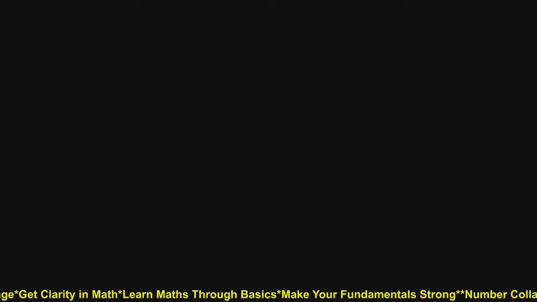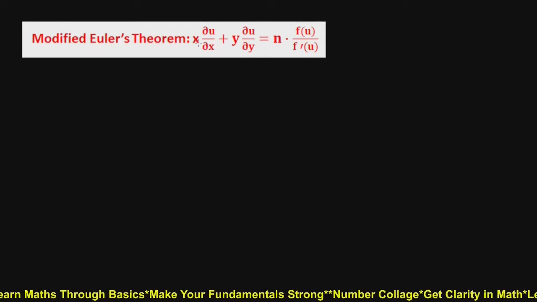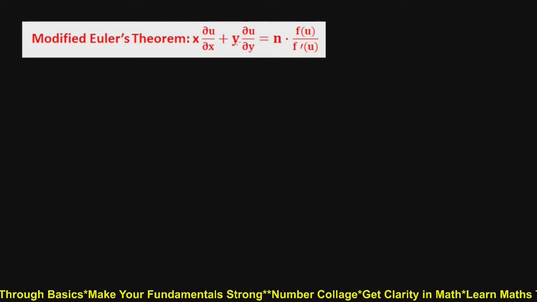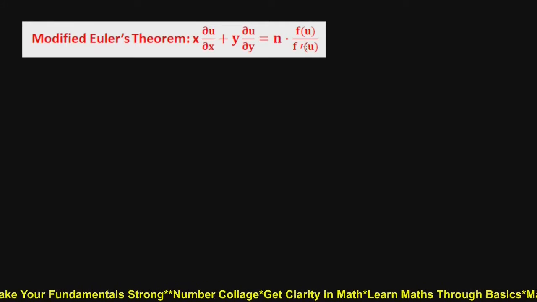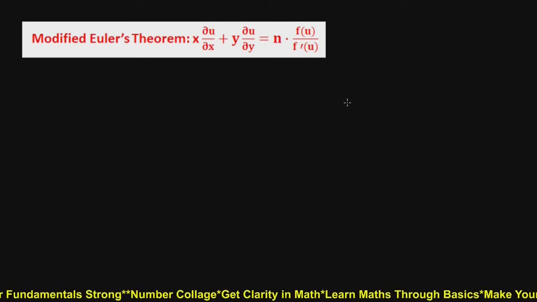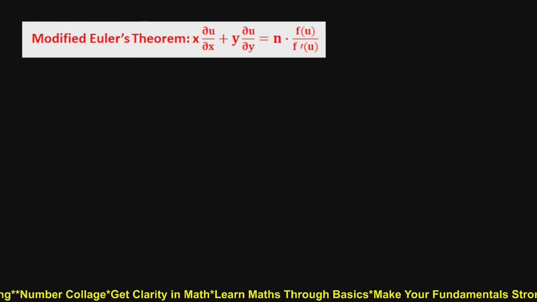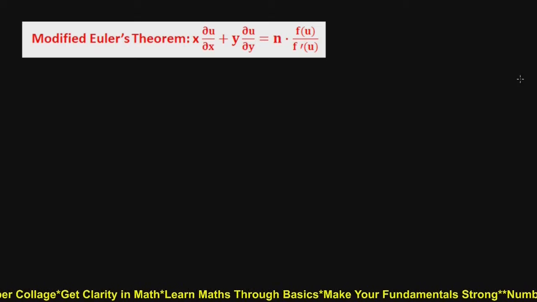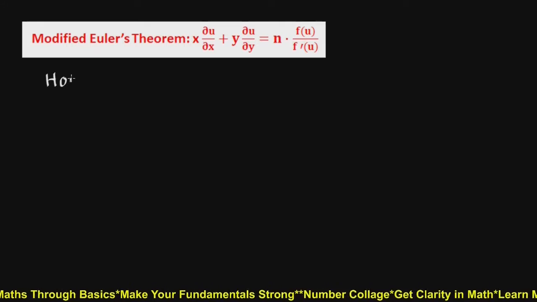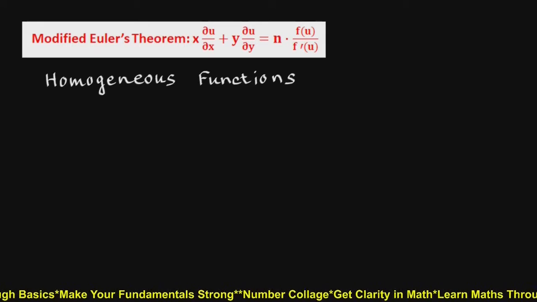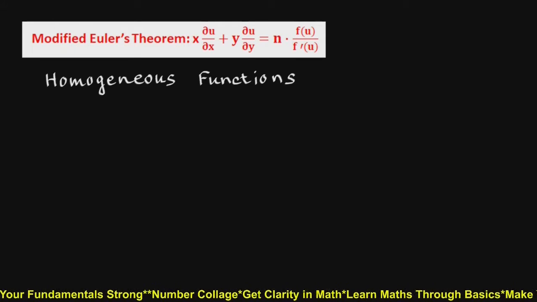In this video, we are going to study modified Euler's theorem, which is given as x ∂u/∂x + y ∂u/∂y = n f(u)/f'(u), where n is the degree of the homogeneous function. In my earlier videos on Euler's theorem, we have seen that Euler's theorem can only be applied to homogeneous functions. So before we apply Euler's theorem, we first have to confirm that the given function is homogeneous.